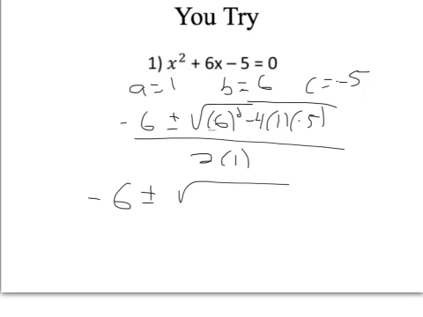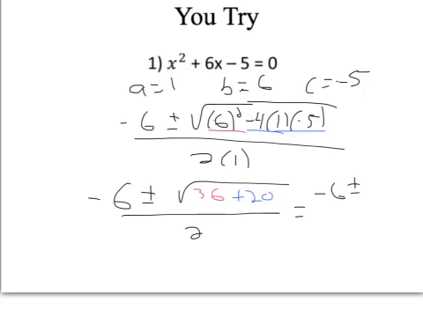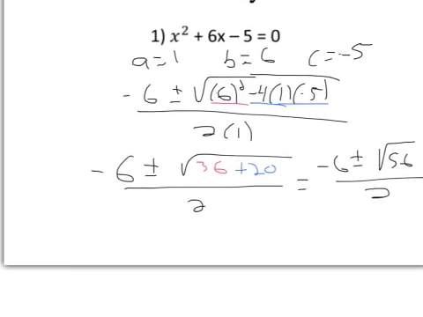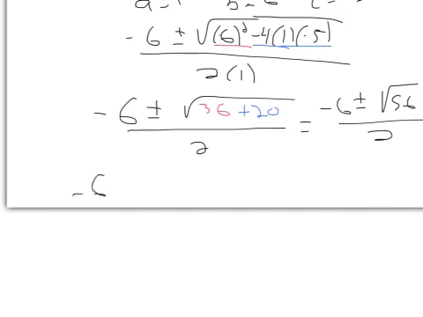So 6 squared is 36. Negative 4 times 1 is negative 4. And negative 4 times 5 is positive 20. And then 2 times 1 is 2. To continue simplifying, we can do 36 plus 20 is 56, divided by 2. Break it into our two separate problems now. We have negative 6 plus square root of 56 divided by 2, and negative 6 minus the square root of 56 divided by 2.